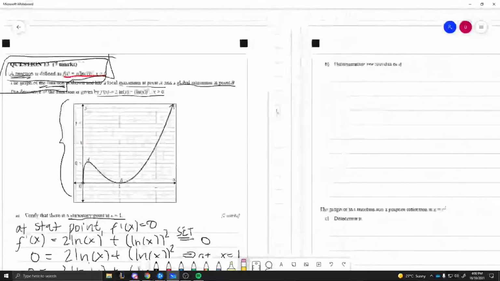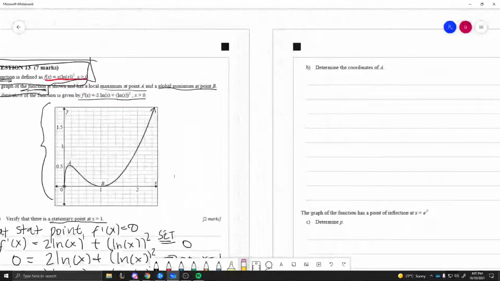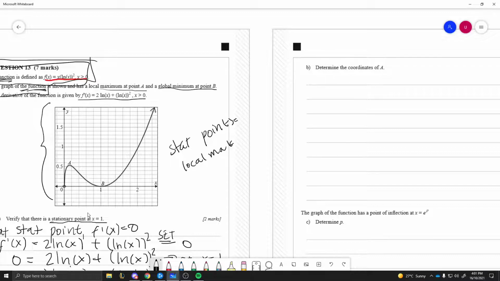So now determine the coordinates of A. So you know A is a turning point. You know it's a stationary point, right? Because stationary points are local maxes and mins, where the derivative is stationary, in case you didn't know. The gradient equals 0 at that point. That's why it's a stationary point.